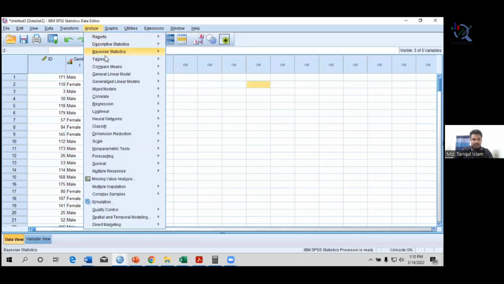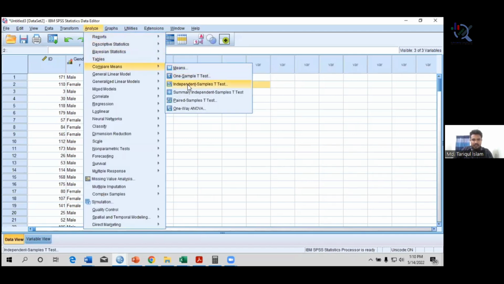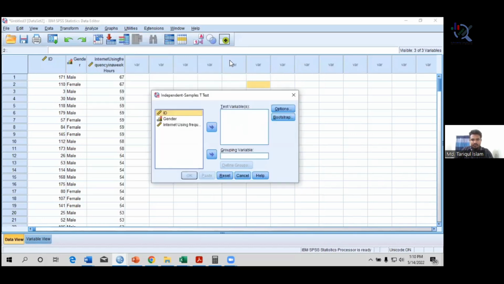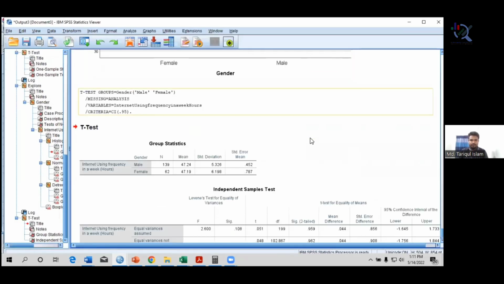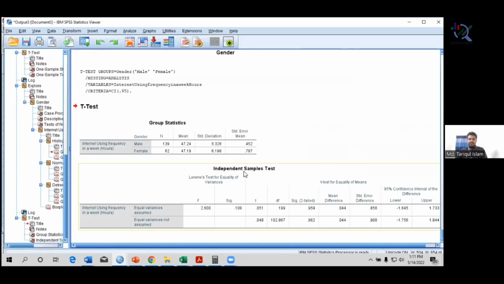Analyze, Compare Means, Independent Samples t-test. Here, the test variable is internet using frequency, and the grouping variable is gender, and we have to define the groups. Group 1 is male, group 2 is female. Click continue. There is nothing to select from options. Click OK. So here is the independent sample t-test.